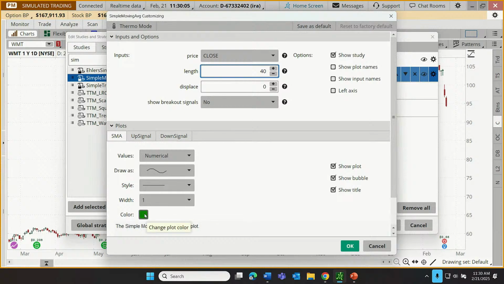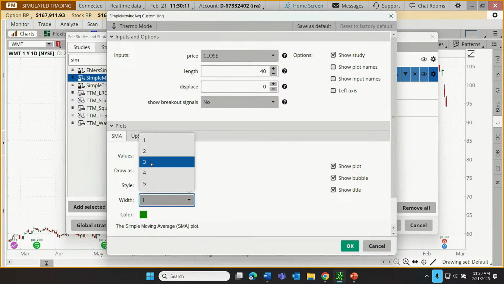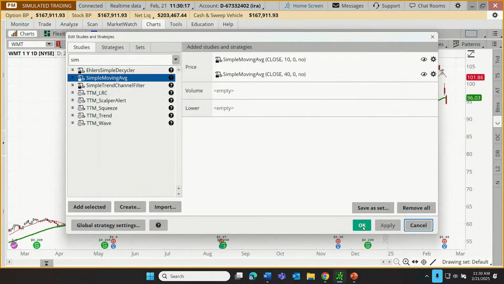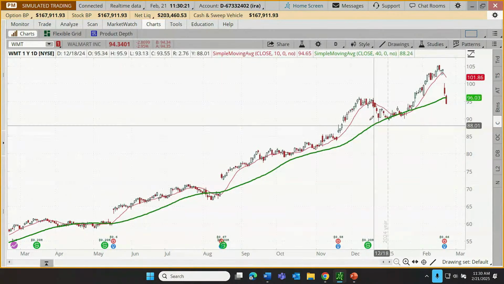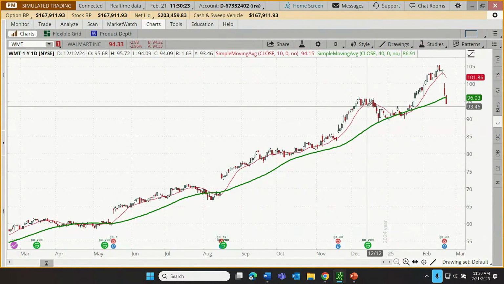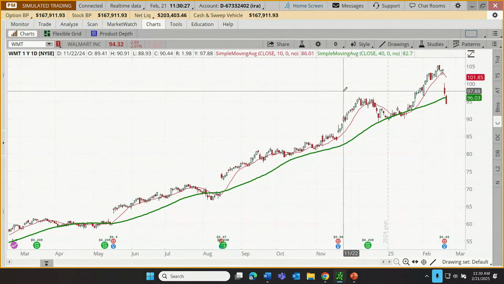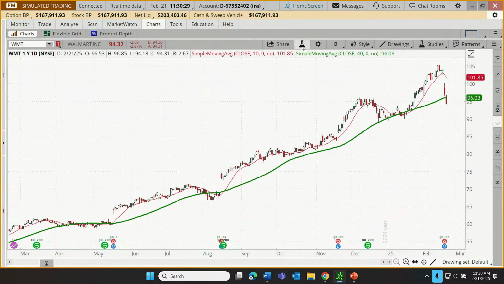I'm going to leave that green, but I realize that some out there can't really see the difference between red and green. So let me make that one also thicker. There we go. So let me click OK and click Apply. So the thick one is our longer term moving average. The thinner red one is our shorter term. And it's the interplay between these two that might be interesting to a crossover trader.